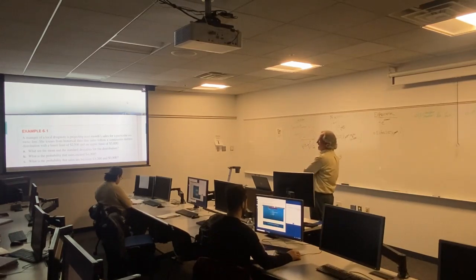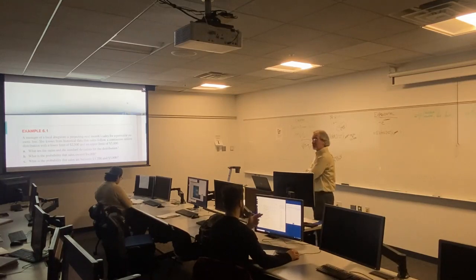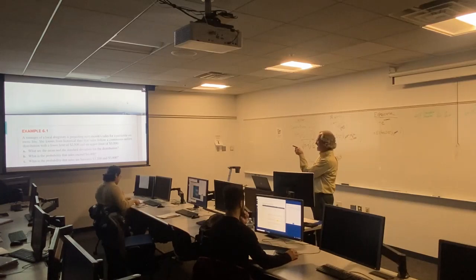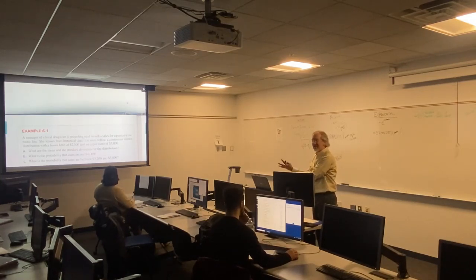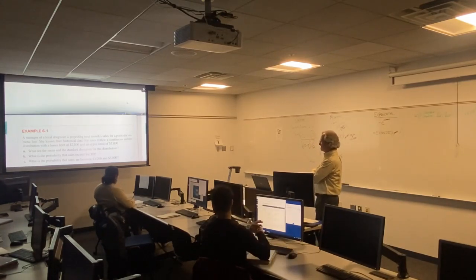The manager of a local drugstore is projecting next month's sales for a particular cosmetic line. She knows from historical data that the sales follow a continuous uniform distribution. There's the giveaway for what kind of problem we have. It may not be that obvious on a final exam. It may say she knows from historical data that sales follow an evenly distributed process or something like that. That means uniform, but not being so blunt. With a lower limit of 2,500 and an upper limit of 5,000.